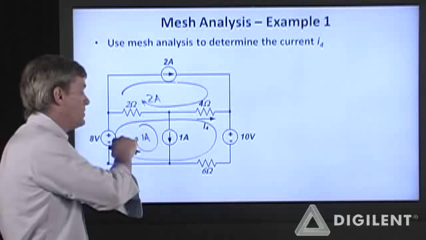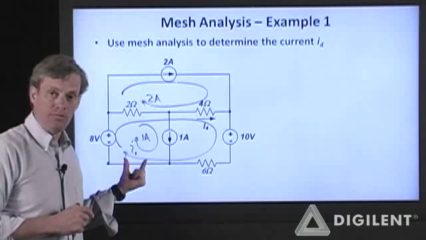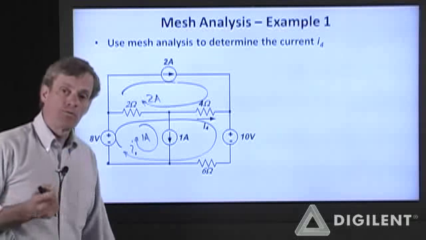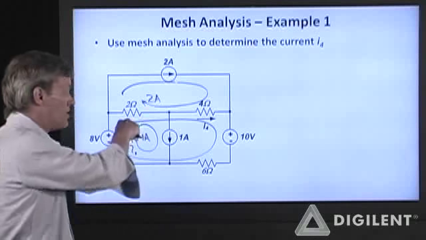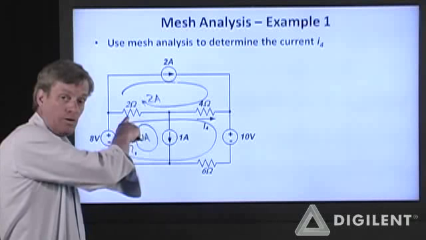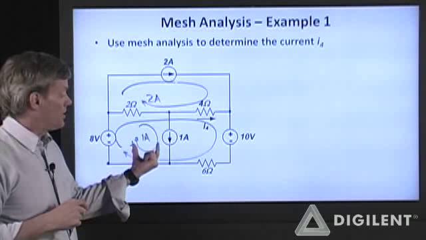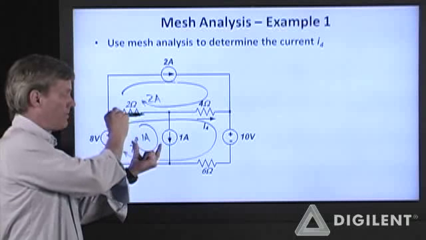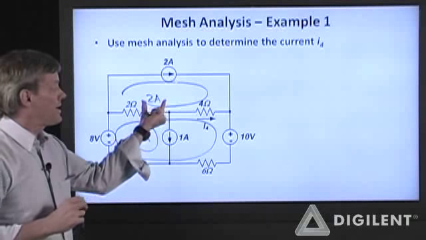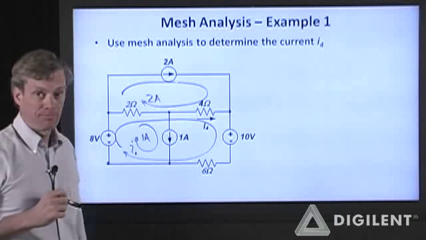Now, I'm going to do KVL around my one mesh loop. I need to account for all the currents that go through any particular circuit element. For example, this 2 ohm resistor has current I1 going through it. It also has a 1 amp constrained current going through it from left to right. And it also has this 2 amp constrained current going through from right to left.